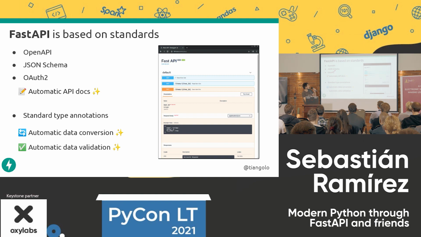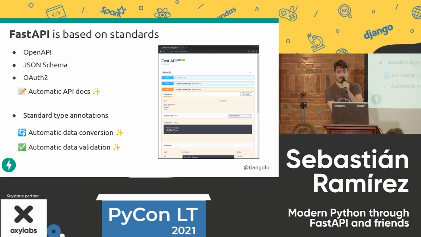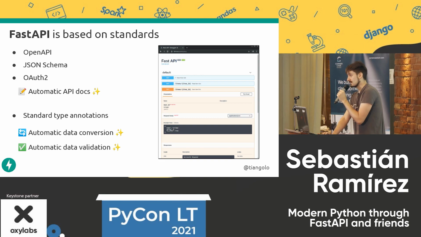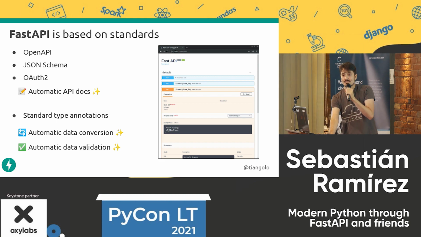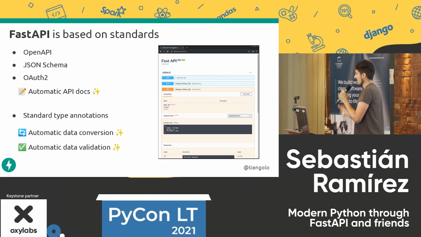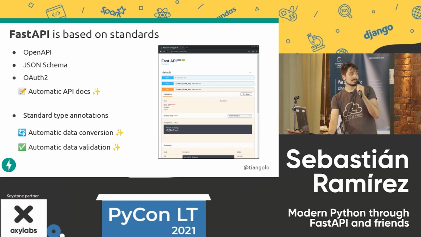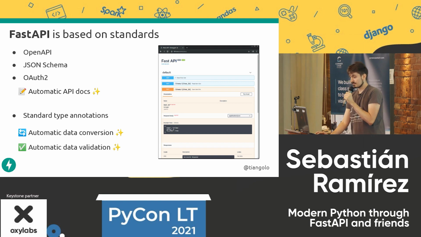So FastAPI is based on standards, OpenAPI, which internally uses JSON schema and also uses OAuth 2. You don't have to know all that, but because of this, we can get this automatic API docs. This is actually powered by a tool called Swagger UI, and this tool is based on OpenAPI. And because FastAPI is based on these standards, we get all that. And because we are using standard type annotations, we get all the autocompletion and inline errors, but we also get automatic data conversion and data validation. And data documentation, of course.